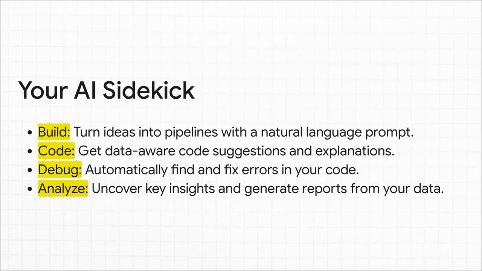So what does this AI sidekick actually do? Well, pretty much everything. You can literally describe a pipeline you want to build in plain English, and it'll generate the code to get you started. As you're working, it gives you smart suggestions. If something breaks, it helps you debug and can even suggest a fix. And once the data is flowing, it can help you analyze it.